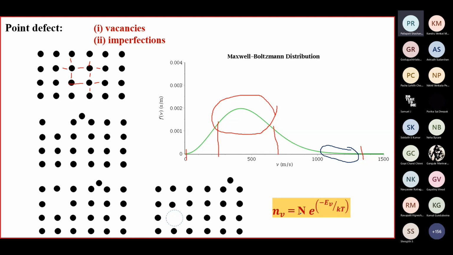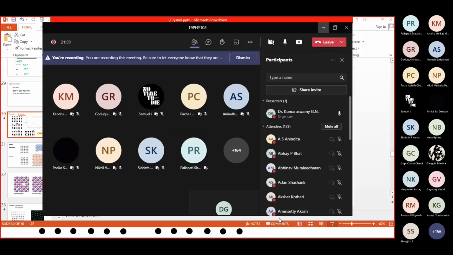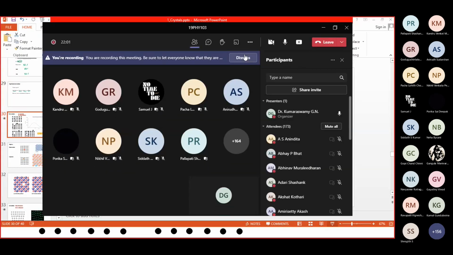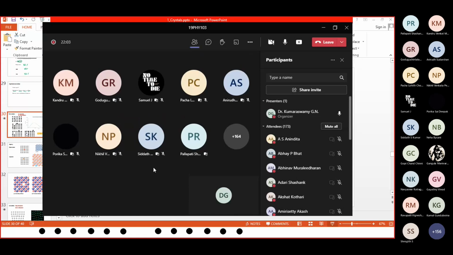N is the number density of this atom in this material. Once you evaluate this, Nv gives the number density of vacancy, or vacancy density. Who is this? Sir, what is k, sir? k is the Boltzmann constant.